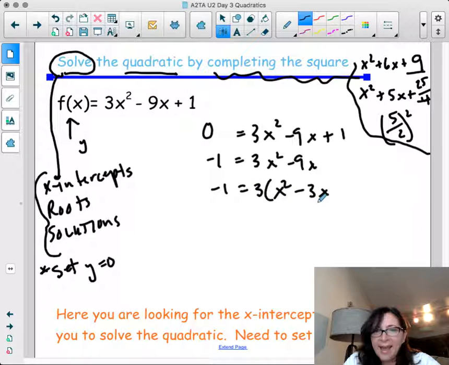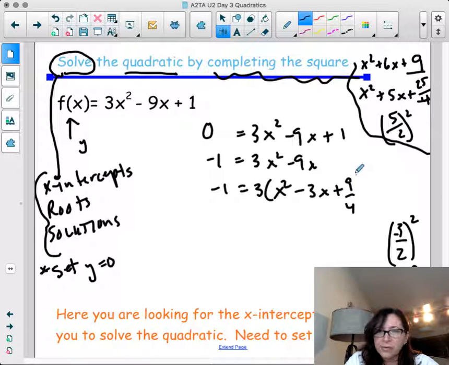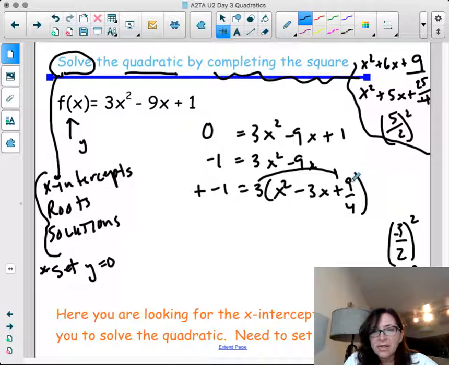So when we take half of 3, that's going to be 3 halves. And then I'm going to square that. Now, even though this is negative, when I square it, remember, it's going to be positive. So that'll be 9/4. So I'm actually adding 9/4 to this side. But keep in mind, if I factored out the 3, it has to actually come back in before I can add it to both sides. And so that's going to be 3 times 9 over 4, which is what? 27/4.